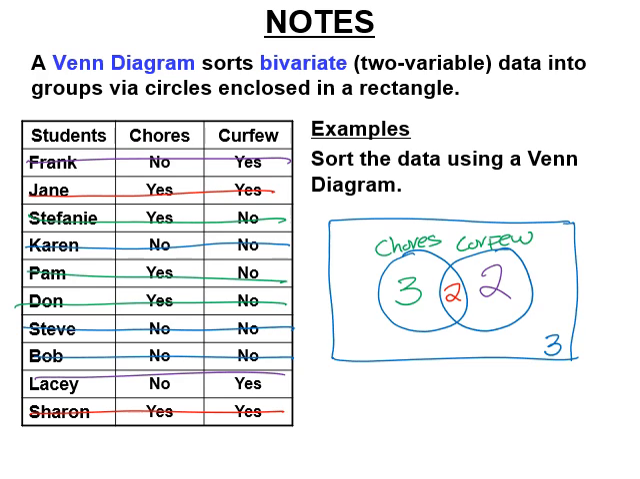So this data is called bivariate. Bi is a prefix meaning two. And so bivariate means two variables. So it's a fancy word meaning two variables. The variables being chores and curfew, and some people have a variance of those combinations.